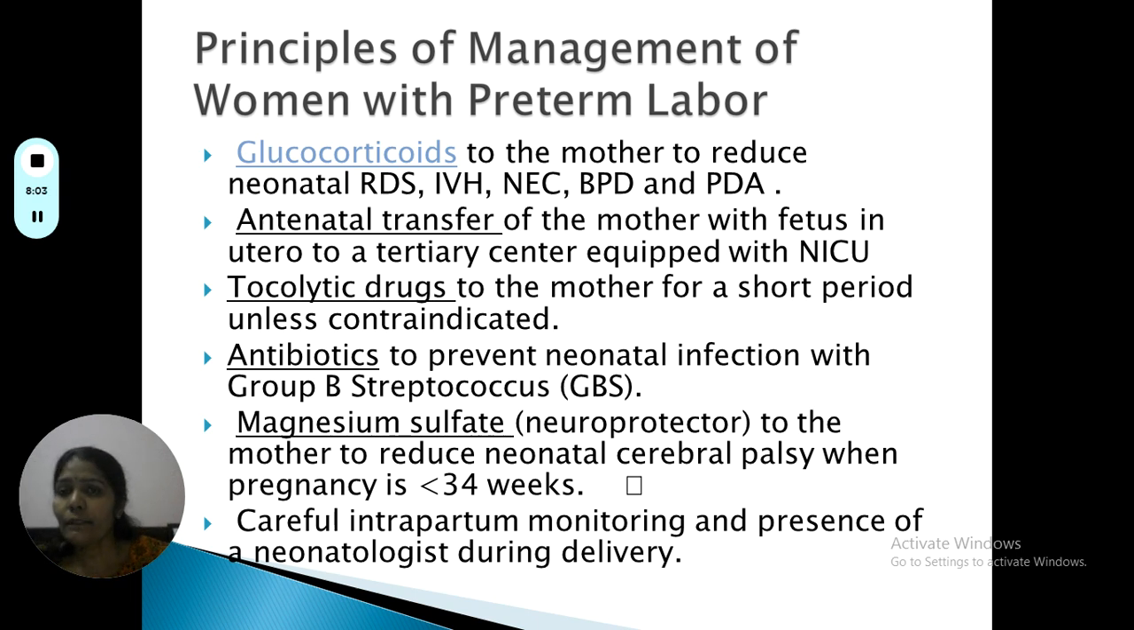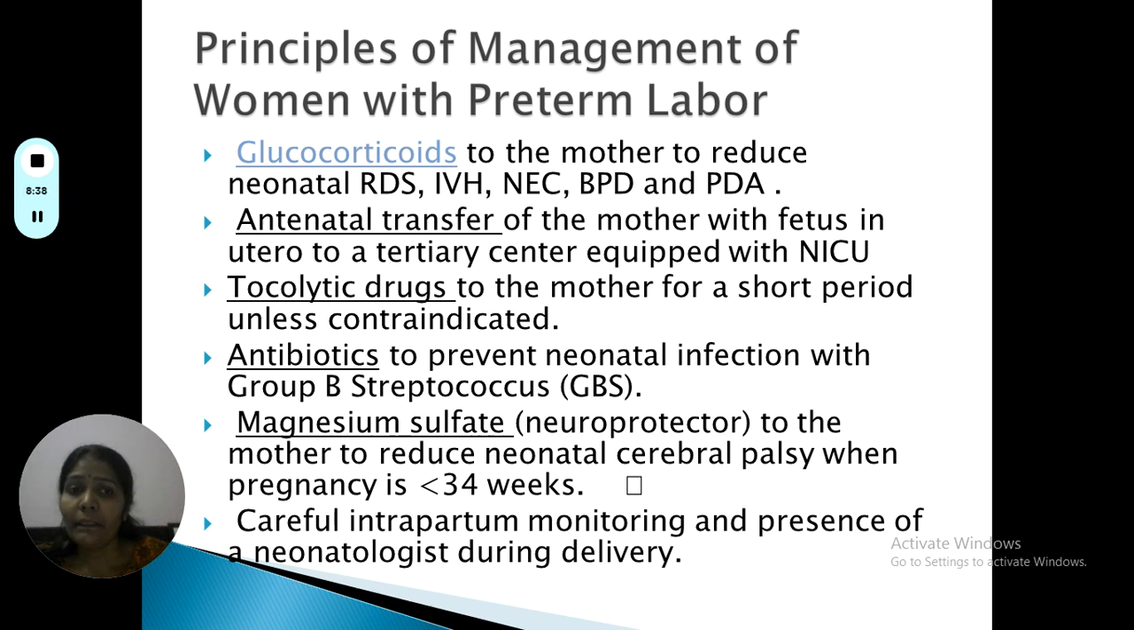Now we have the principles of management. What we can do to help the women. First, we should start with a glucocorticoid to the mother to reduce neonatal respiratory distress syndrome, intraventricular hemorrhage, necrotizing enterocolitis, bronchopulmonary dysplasia, and patent ductus arteriosus. Steroids. Then, if we don't have a facility to tackle the newborn, we can transfer the mother in utero, that is antenatal transfer of the mother with fetus in utero to a tertiary center equipped with neonatal care.